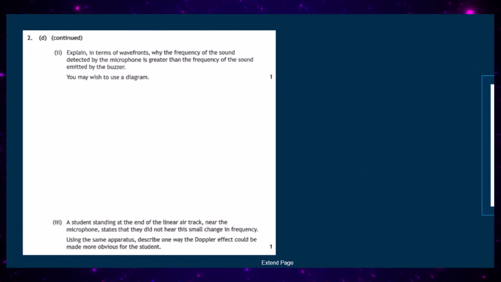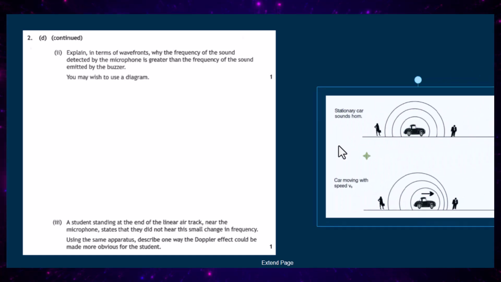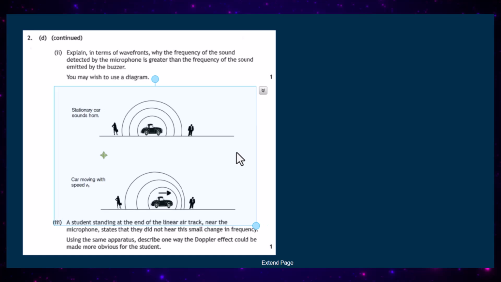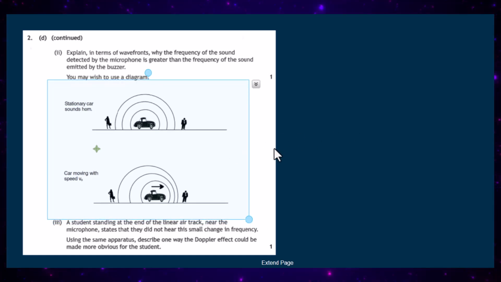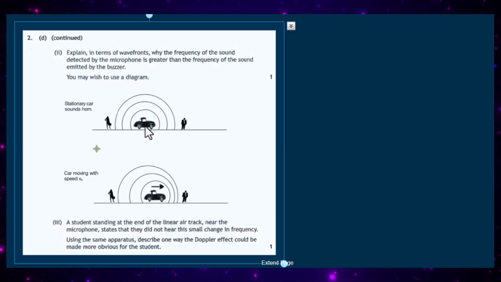Question 2D continued part 2. Explain in terms of wavefronts why the frequency of the sound detected by the microphone is greater than the frequency of sound emitted by the buzzer. You may wish to use a diagram. Well, we can go back to our basic diagram for the Doppler effect with a car, and if we look at this situation here, you can see the diagram explains why. In this part of the diagram here, imagine the car to be the buzzer.